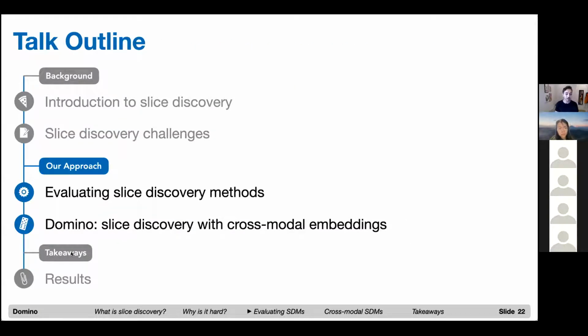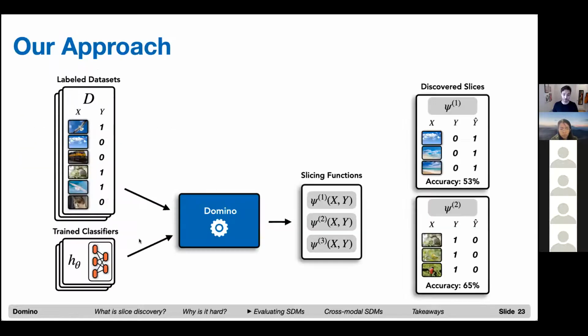Cool. Okay, so now that we've explored and outlined the slice discovery problem, we're going to introduce the two-part approach to how we tackled some of these issues that in our mind are limiting the adoption and use of slice discovery methods. First, we're going to talk about the framework that we've developed for evaluating slice discovery methods. And then second, we're going to talk about Domino, a new slice discovery method that we designed, whose design choices were informed by what we learned from the evaluation framework. Cool. So let's dive into the evaluation framework first.